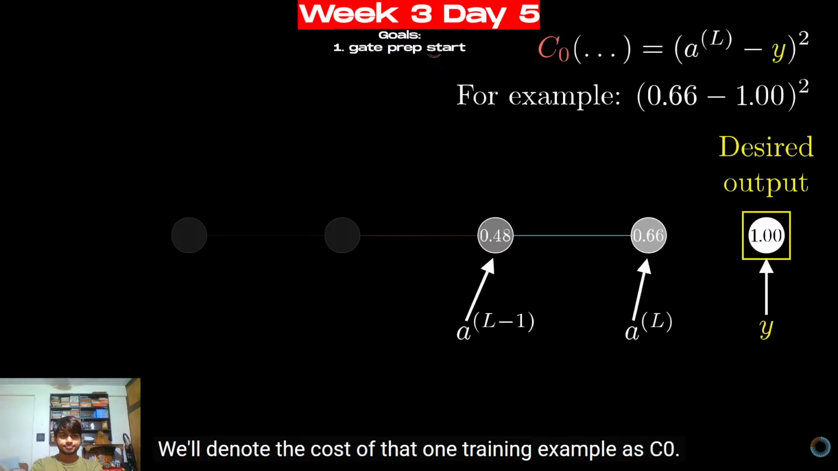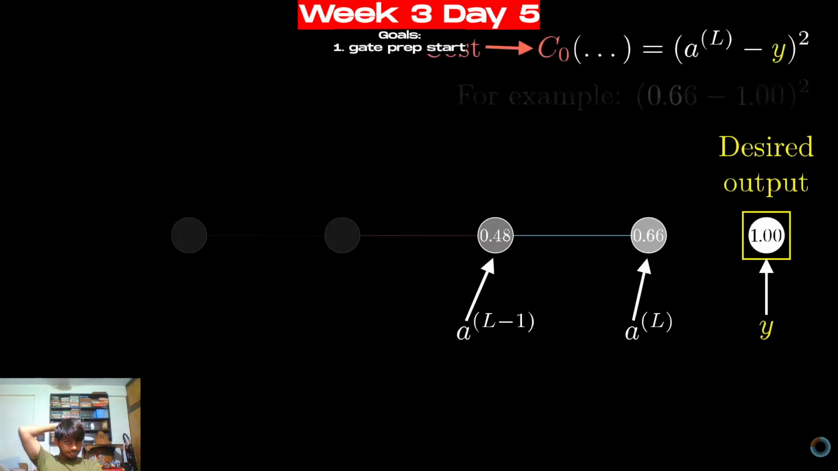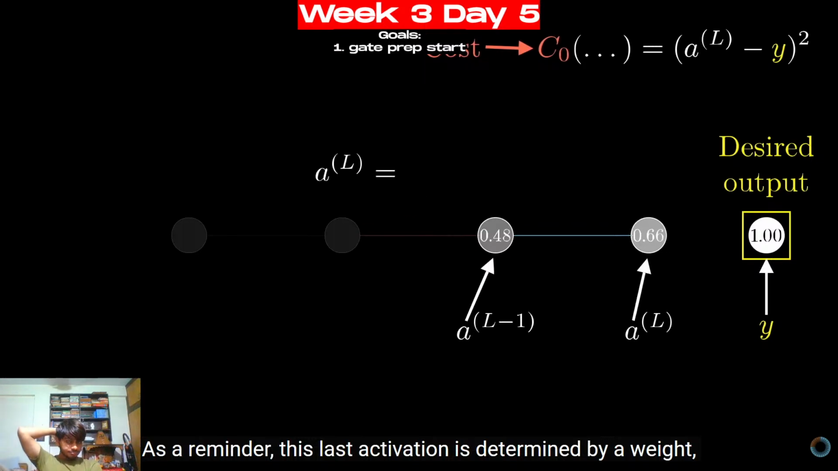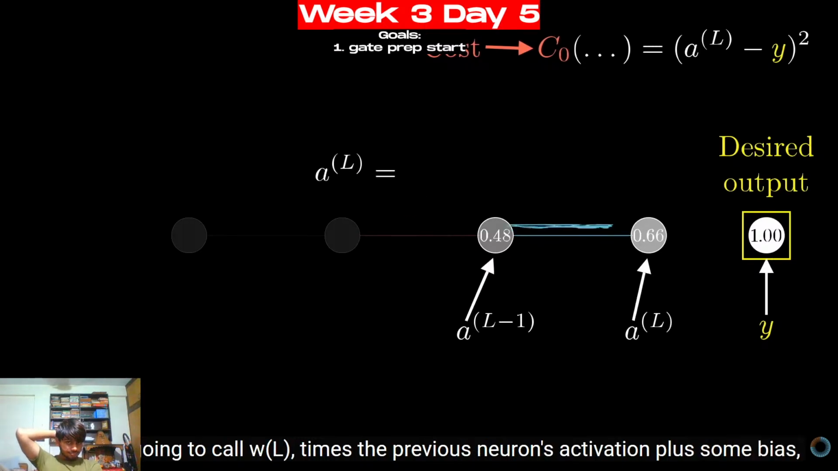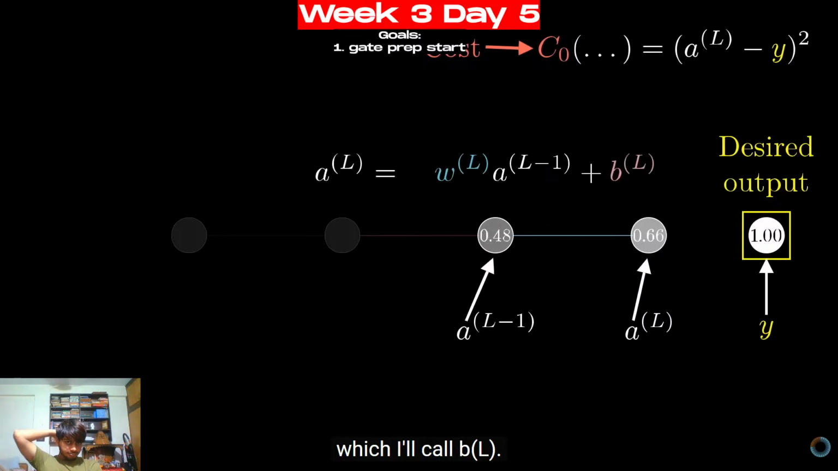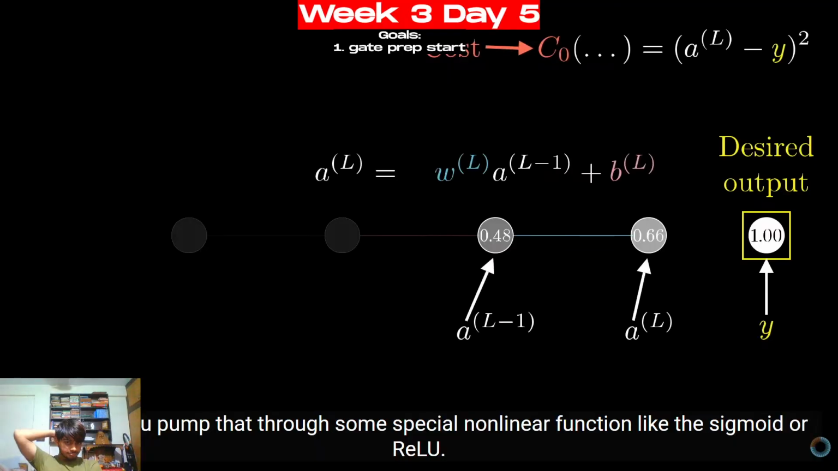We'll denote the cost of that one training example as C0. As a reminder, this last activation is determined by a weight, which I'm going to call WL, times the previous neuron's activation, plus some bias, which I'll call BL. And then you pump that through some special nonlinear function like the sigmoid or a ReLU.